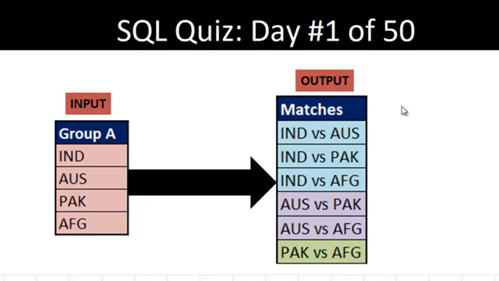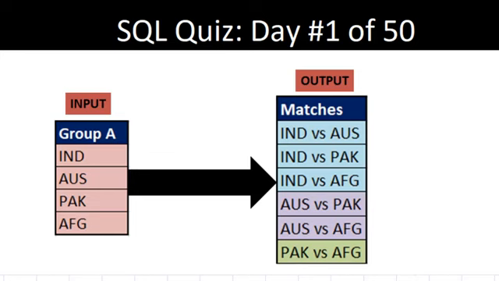So here we could see India should play with Australia, India should play with Pakistan, India should play with Afghanistan. Along with that, Australia should play with Pakistan, Australia should play with Afghanistan. On the same line, Pakistan should play with Afghanistan. So that's why you can see in the output we have India versus Australia, India versus Pakistan, India versus Afghanistan, Australia versus Pakistan, Australia versus Afghanistan, and Pakistan versus Afghanistan. So how we can write the SQL query for getting this output?